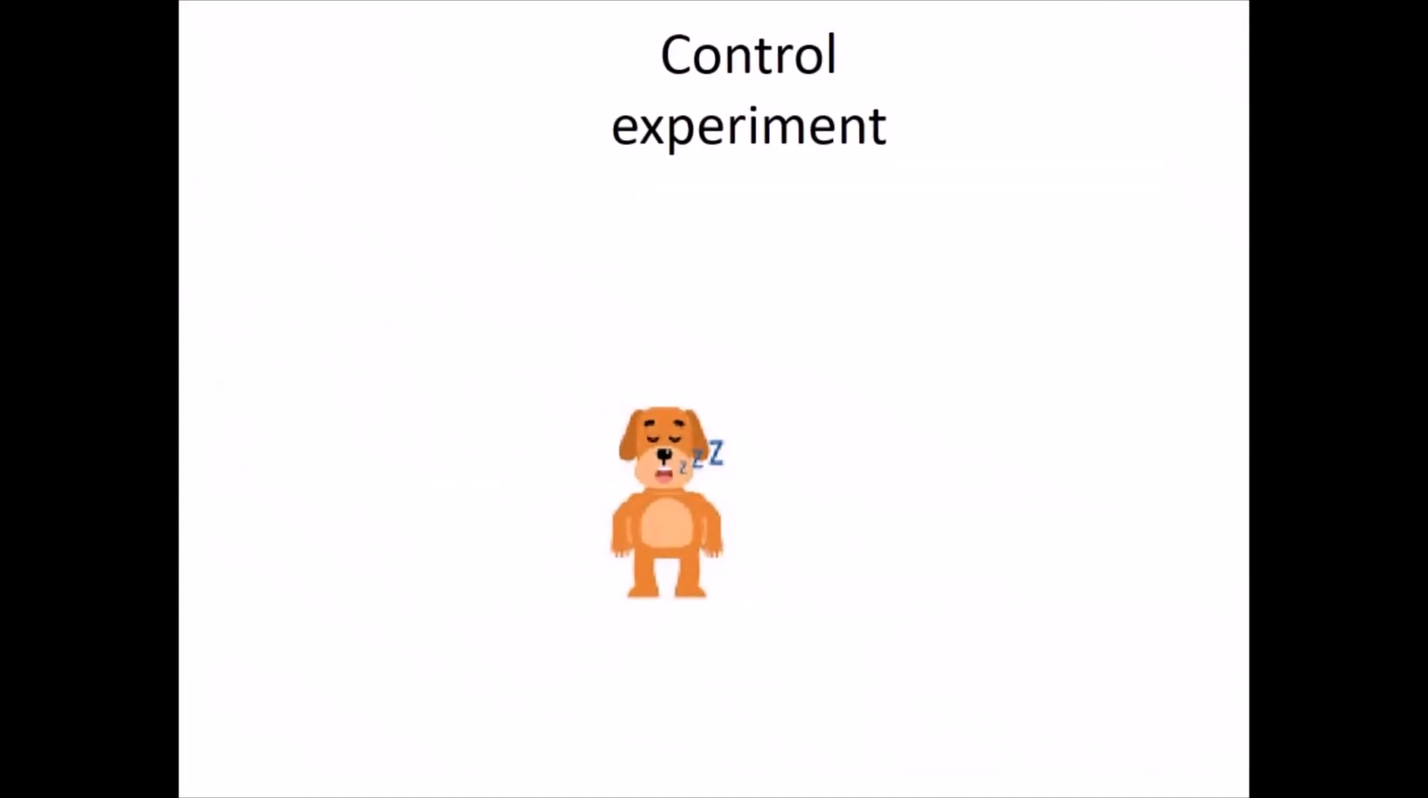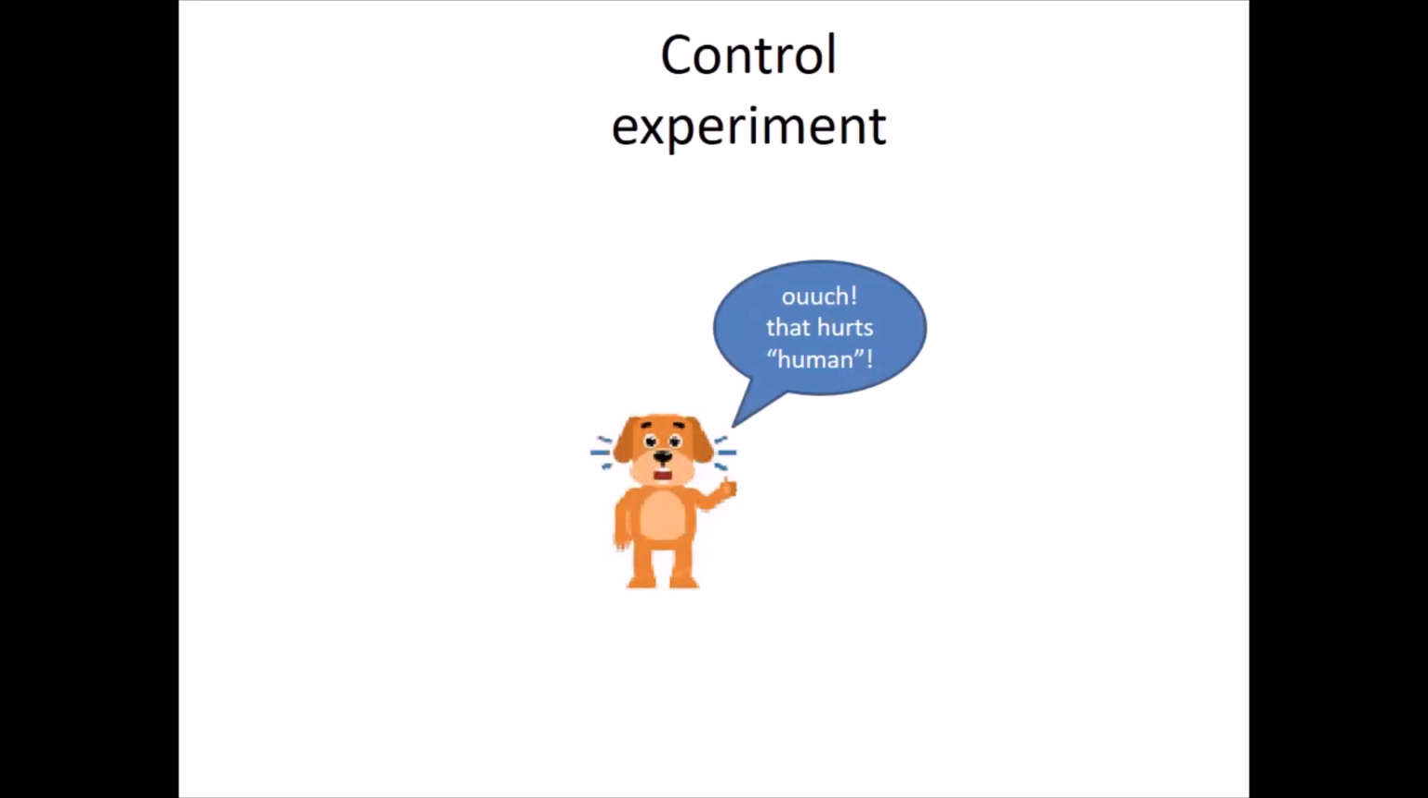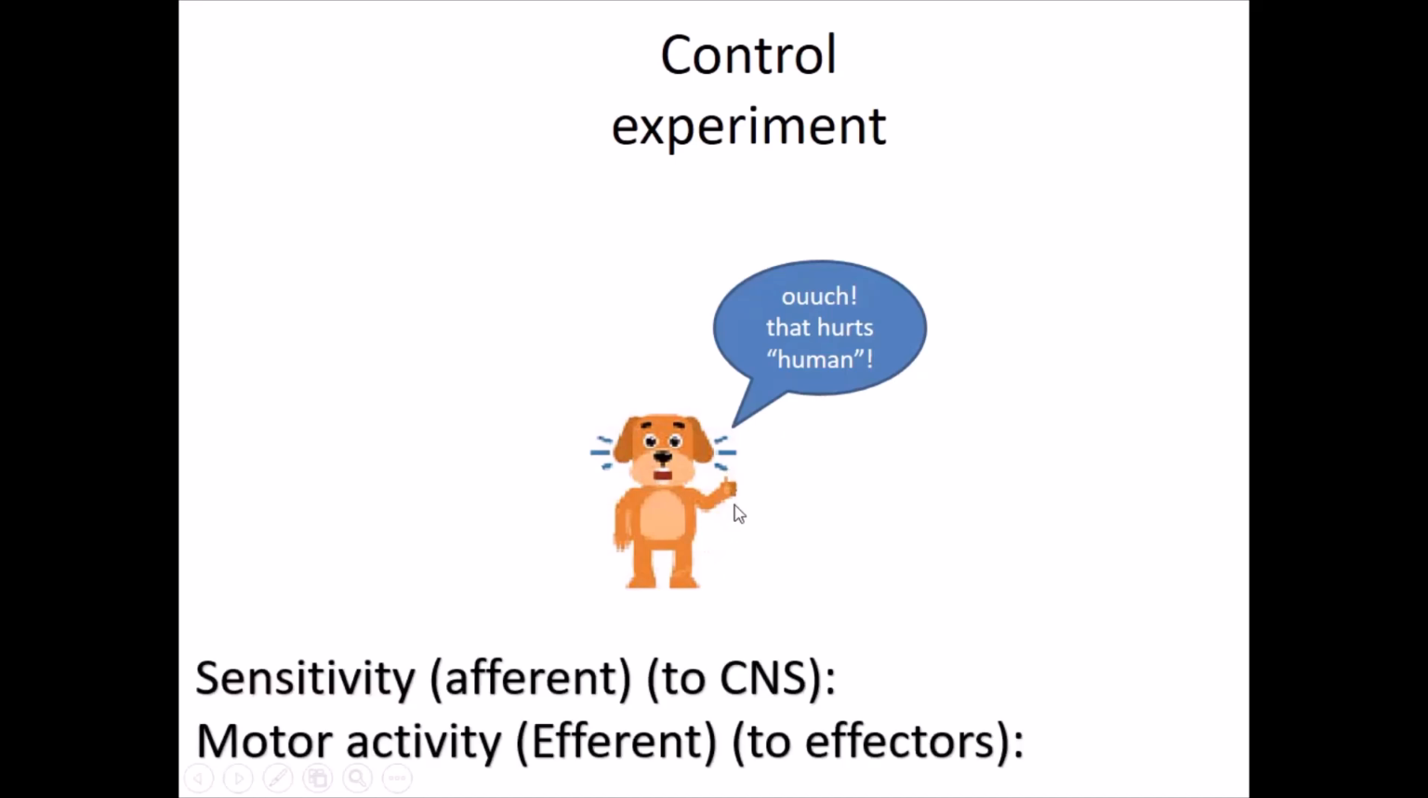Let's get started. In the control experiment, the dog is actually sleeping here, not knowing that out of nowhere somebody is going to bite his arm. So what happens? Ouch! That hurts. And he raises his arm, as you can see clearly here. So this actually shows us two things. We're going to use this experiment to talk about two ideas.